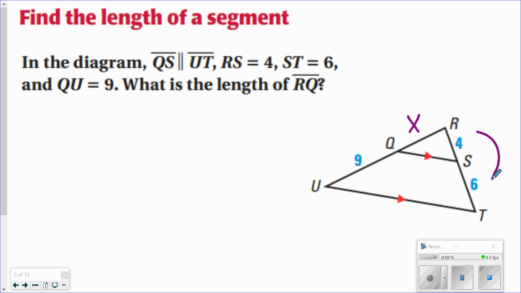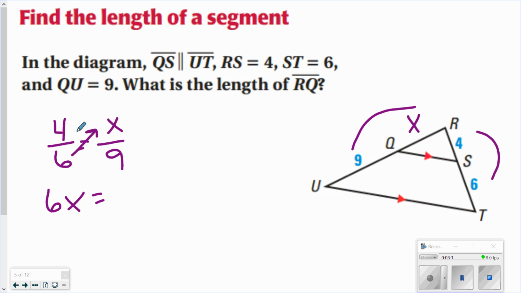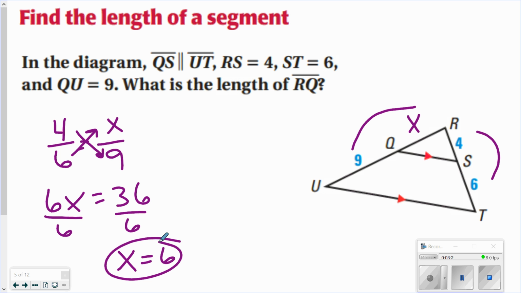Let's set up our ratios. So I have 4 over 6 is equal to, we'll look on this side, X over 9. If I have ratios and I'm trying to solve for X, the easiest way is to cross multiply. So 6 times X is 6X. 4 times 9 is 36. My last step is to divide by 6 on each side. So X then is equal to 6.